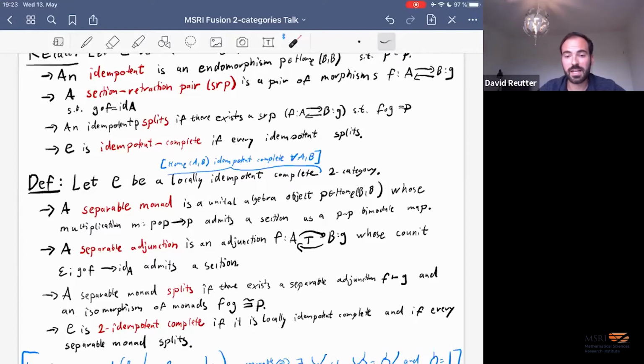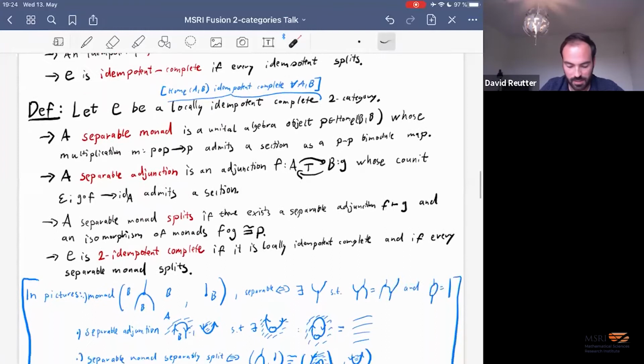A separable adjunction is an adjunction such that the counit of the adjunction admits a section. A separable monad splits if there exists a separable adjunction such that composing the adjunction the other way around gives you an isomorphism of monads to P. So if I have this adjunction, I automatically get a monad structure on F composed with G, and you ask that these two monads are isomorphic. This is just a property of a separable monad. And we say that C is two-idempotent complete if it's locally idempotent complete, and if every separable monad splits.